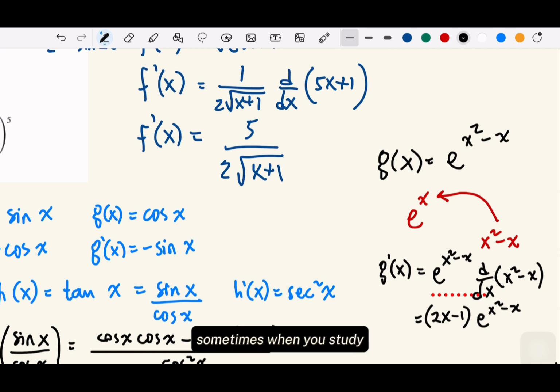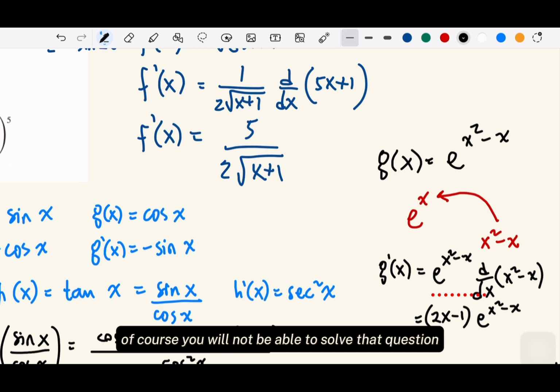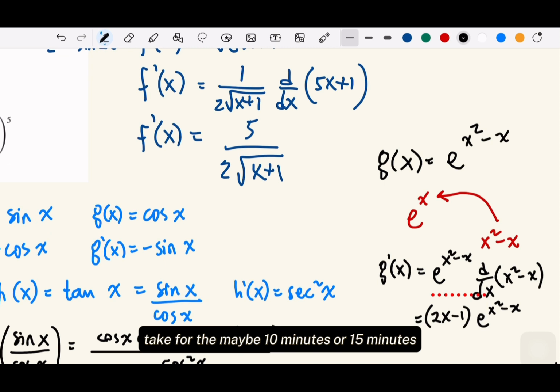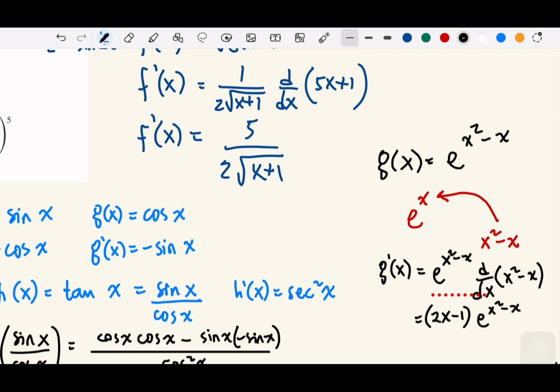So sometimes when you study, it's better to test yourself. If you study but you just look at your notes, oh, what is this? You take the time, oh, I forgot this, and you look at the notes again, it will not work. You will not be able to solve that question. Try sometimes to do that on your own without looking at your notes. Take maybe 10 or 15 minutes, take some random questions, maybe 5, and see how many questions you can get. That's how you can leverage your limit.